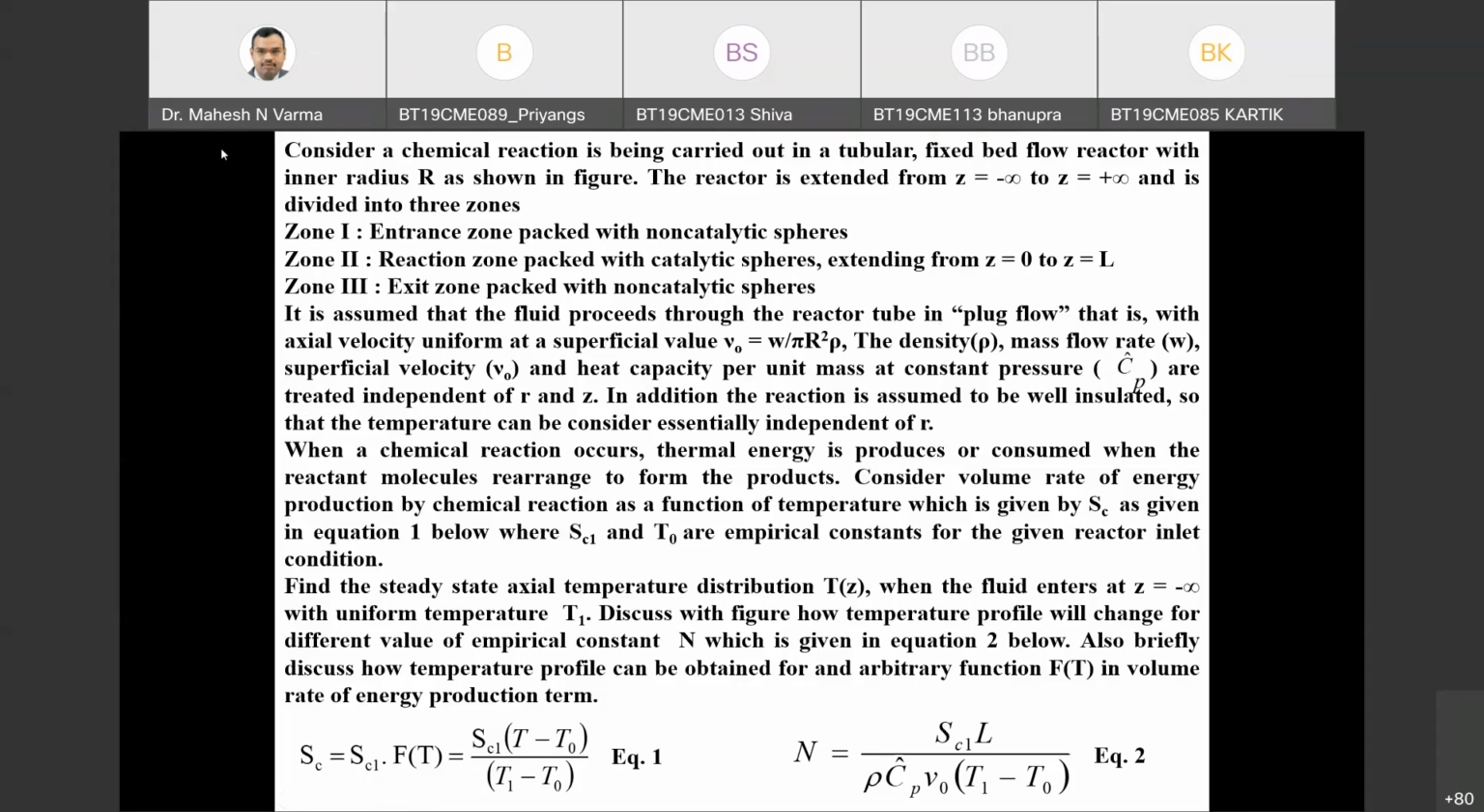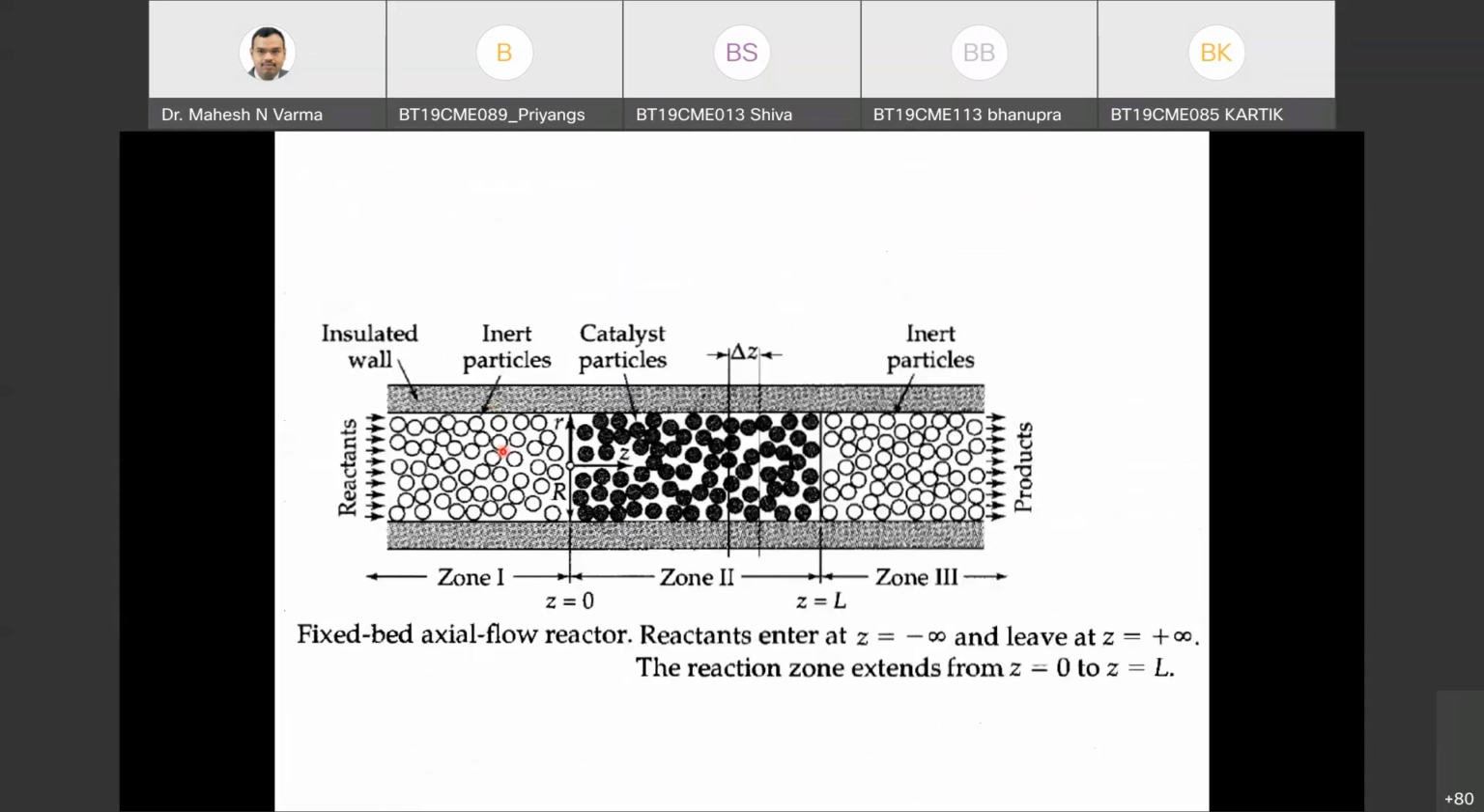So here, consider a chemical reaction being carried out in a tubular fixed bed reactor with the inner radius R as shown in the figure. The boundaries of the reactor vary from -infinity to +infinity. It is divided into 3 zones. So this is the reactor.